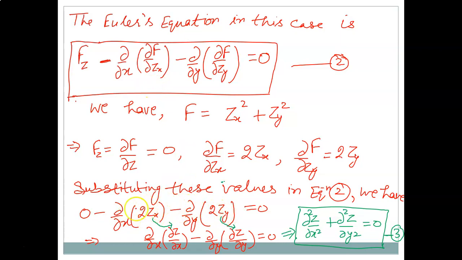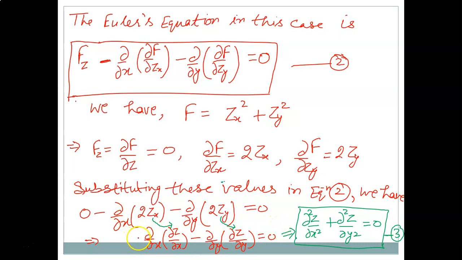So 2 is constant, you can take it outside and it will cancel out over here, and what we are left with is ∂z/∂x, zx. Now basically what is zx? Zx is the partial derivative of z with respect to x. Similarly here, zy is the partial derivative of z with respect to y. So now it becomes the second order derivative. So you can write this equation in this form.